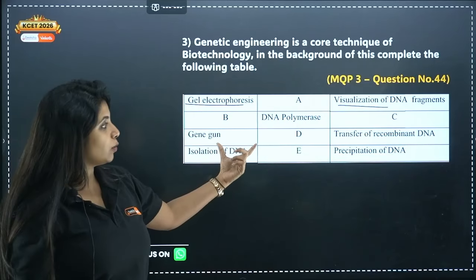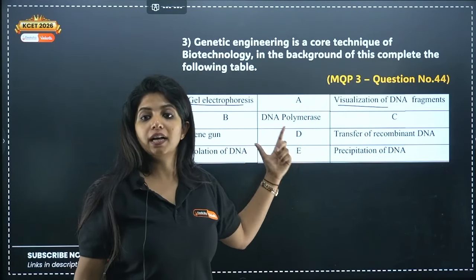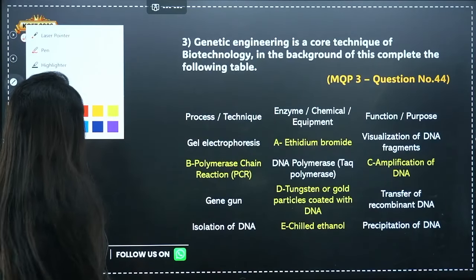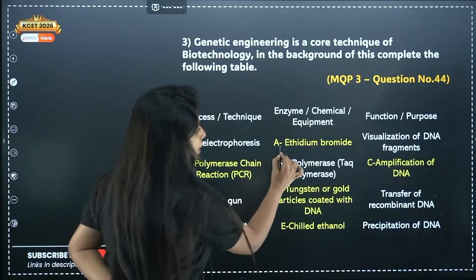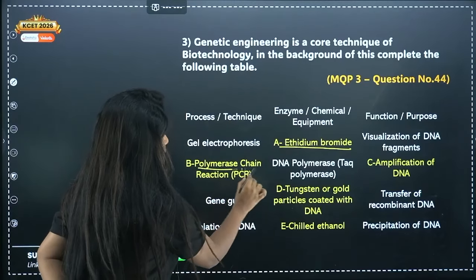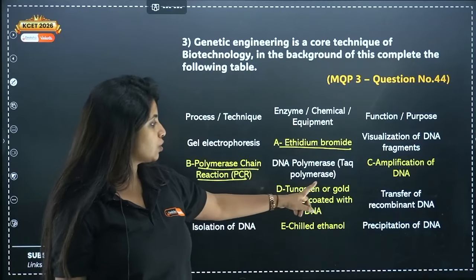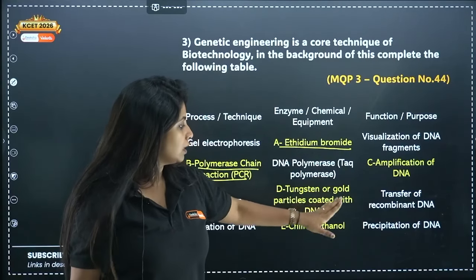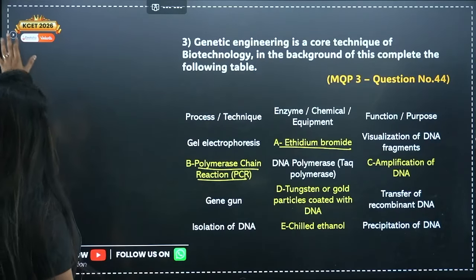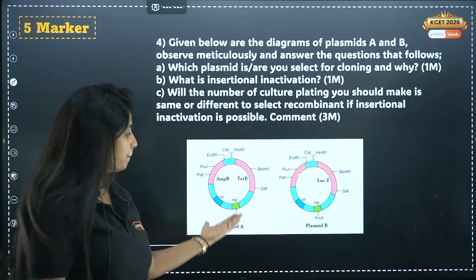Now isolation of the DNA, what is the tool that we use? Remember, this is for tools. Isolation of DNA, what do we use? Chilled ethanol, and that helps in precipitation of the DNA. So over here you have the list of things. Please go through it. Ethidium bromide gives a bright orangish red color, and polymerase chain reaction helps in amplification of DNA. Gene gun uses tungsten or gold particles coated with DNA, and isolation of DNA is done with the help of chilled ethanol. Okay? Next, given below are the diagrams of plasmid A and B.